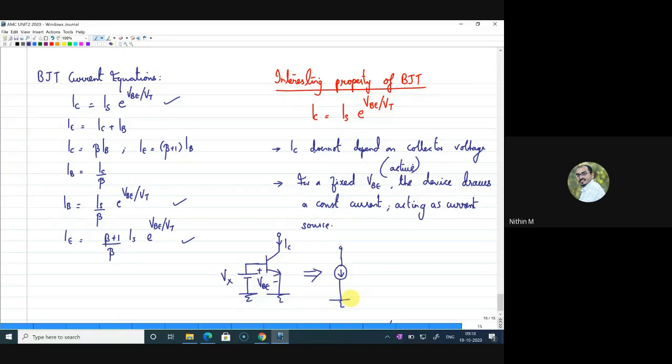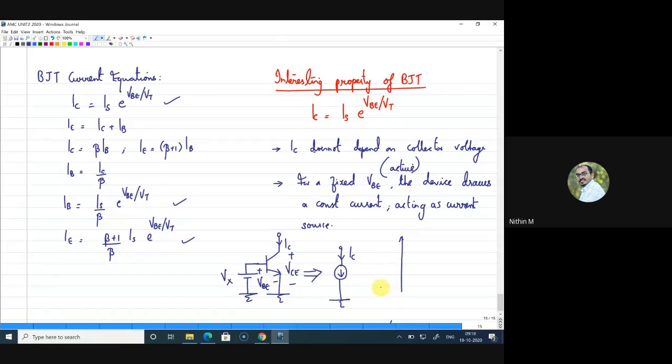So what is the specialty of a current source? A current source will actually provide a constant current irrespective of the voltage across it. Now this is actually your collector current, and the voltage across the current source is actually VCE. From the relation we understand that even though VCE varies, as long as the BJT is in active region of operation, your IC is not going to vary, right?